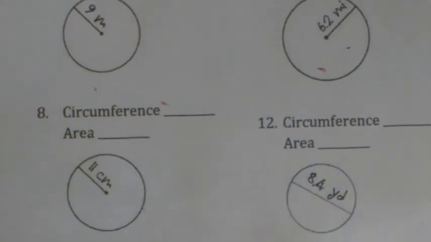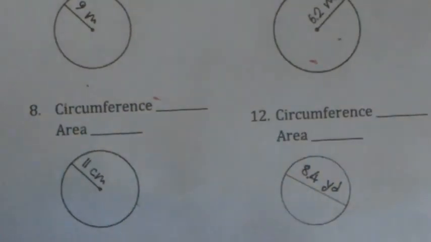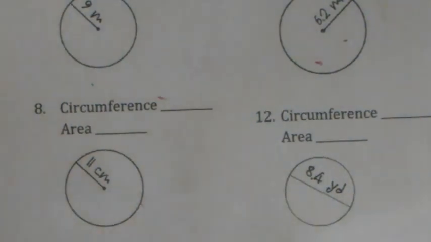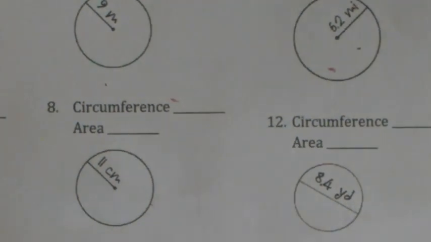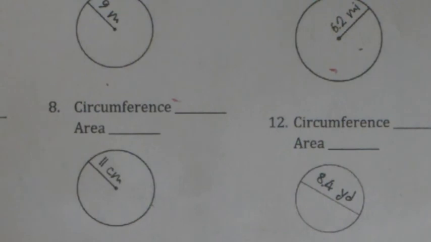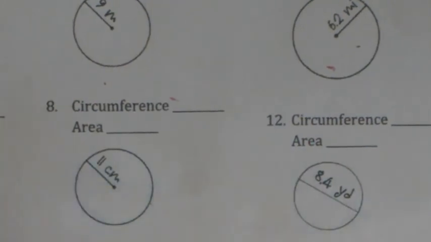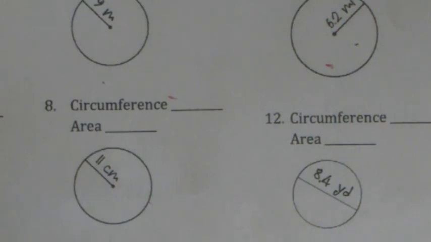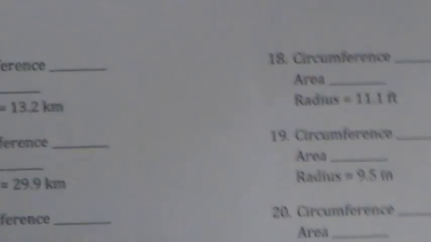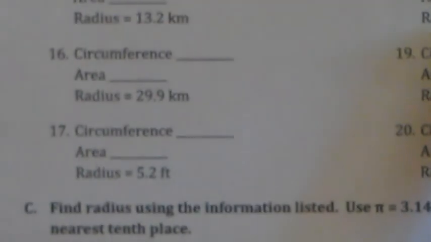Going on. Let's see how much time is running here. Oh, we're okay. Find the area and circumference using the radius or diameter listed. Use pi equals 3.14. This is really the same as this, but without the picture. Radius, radius. Make sure you know which one you're using, the radius or the diameter.